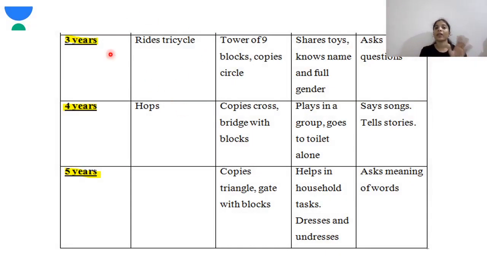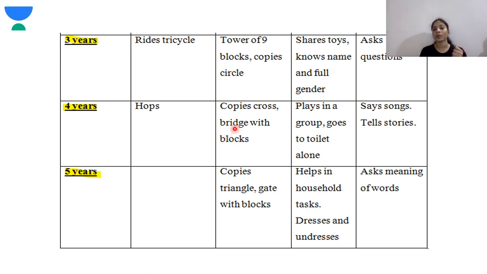At 3 years, the child writes tricycle. This is very simple: 3 and try. Writes tricycle. Okay. Now, at 3 years, tower of 3 blocks, correct? 3 into 3, tower of 3. Copies a circle. So once the tower of 9 comes, there's a circle happening. Circle. Shares toys. Asks questions.